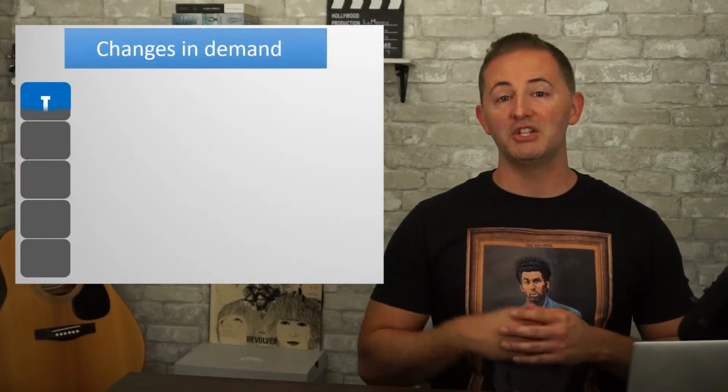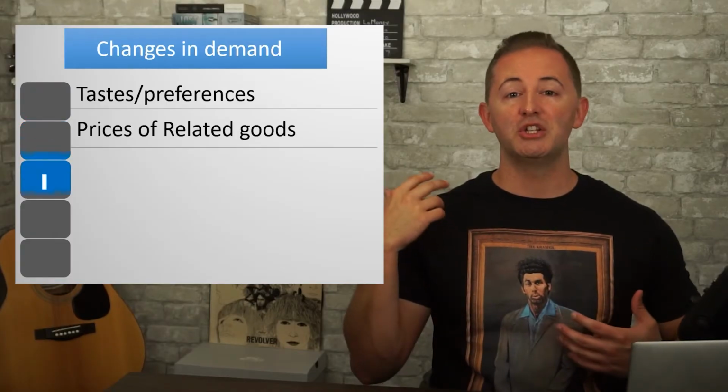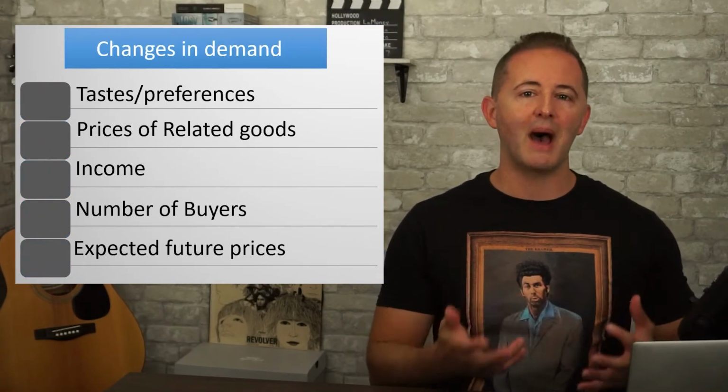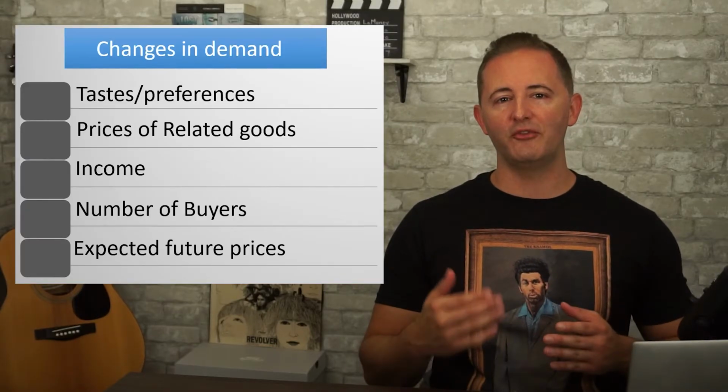Now we need to talk about what changes our demand. It has to be something besides a change in the price. There are basically 5 reasons that our demand will change, and we'll use the acronym TRIBE to help remember it. Change in tastes, preferences, change in the price of related goods, a change in income, a change in the number of buyers, and a change in the expected future prices.